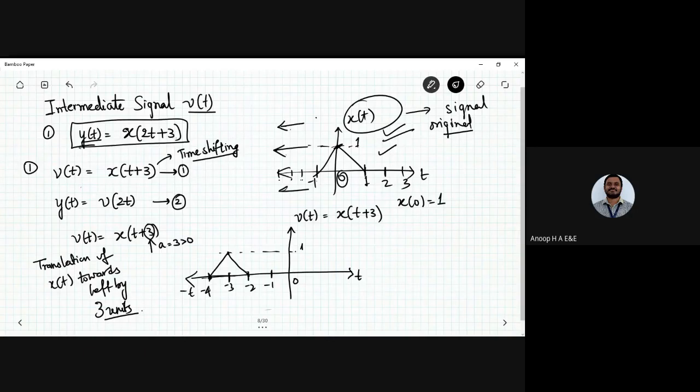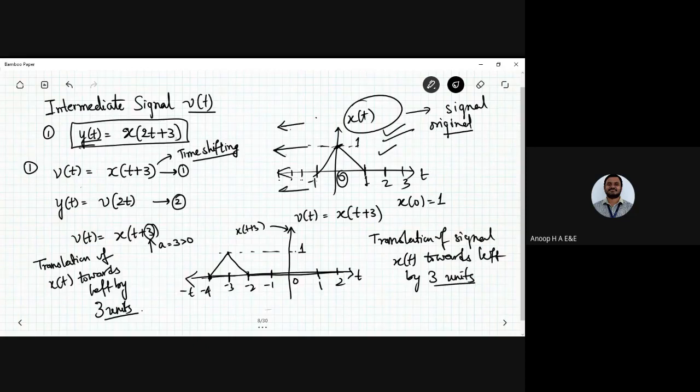If you can see, this is the signal that you are going to get. So the signal x of t is translated towards the left. x of t plus 3, this is the signal, the translation of signal x of t towards the left by 3 units. So this is v of t. Hope it is clear to you.